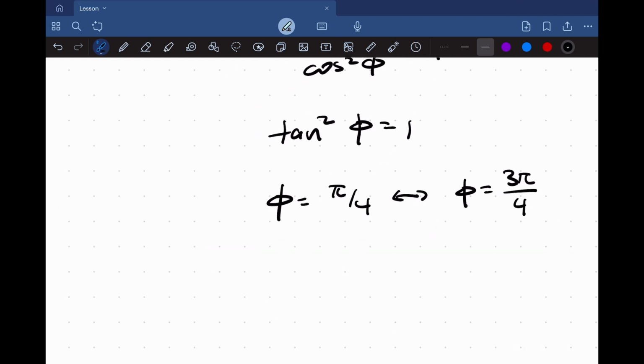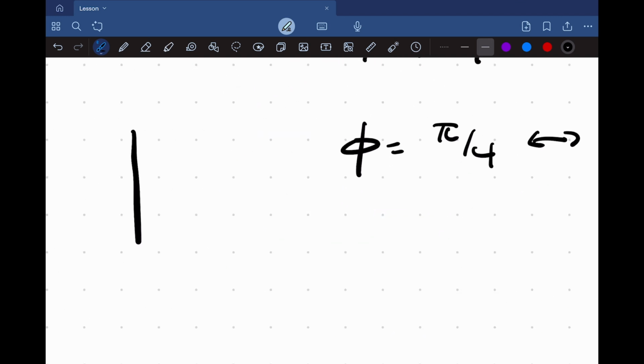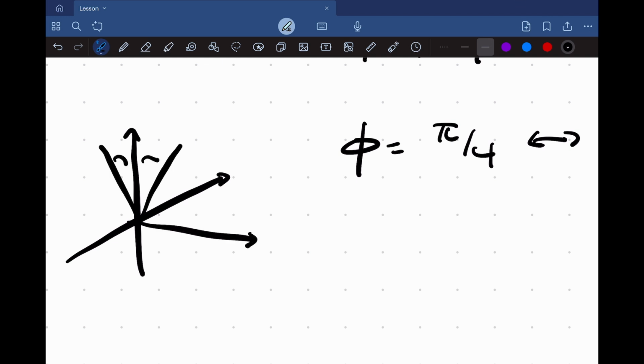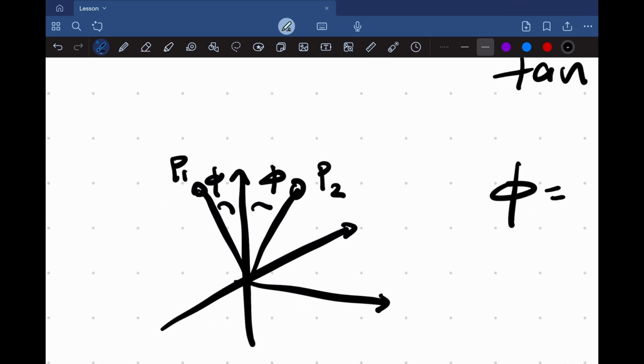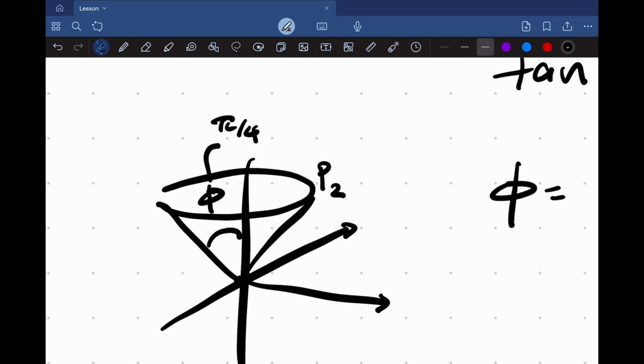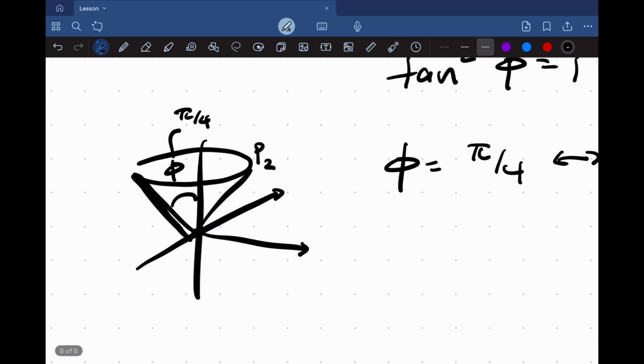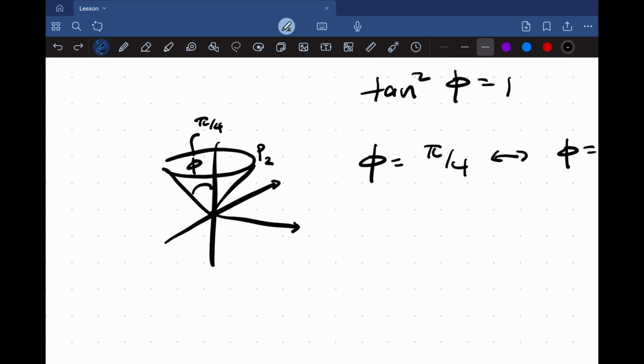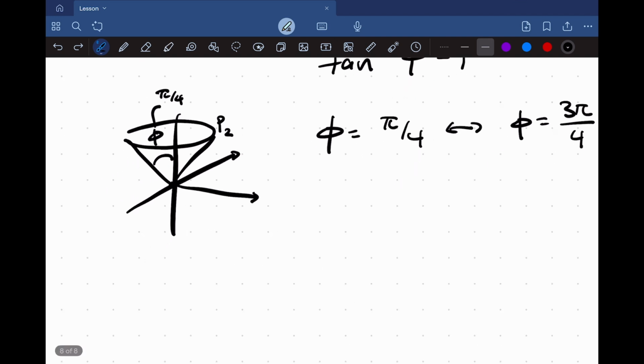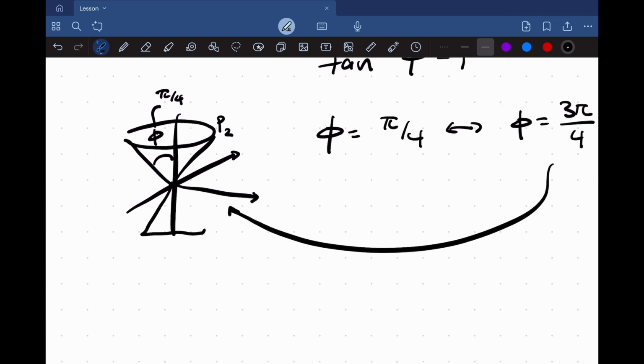Now let's look at it from the standpoint of what phi is, right? So phi is this angle over here between the point P, let's call this P1, P2, and this is all phi. So if we have all angles of pi over 4, in this case, then it would actually form a cone, because the cone is formed out of every single line segment here with an angle of pi over 4 with respect to the z-axis. So now let's represent the other one. This is the same thing, by the way, just on the lower half.